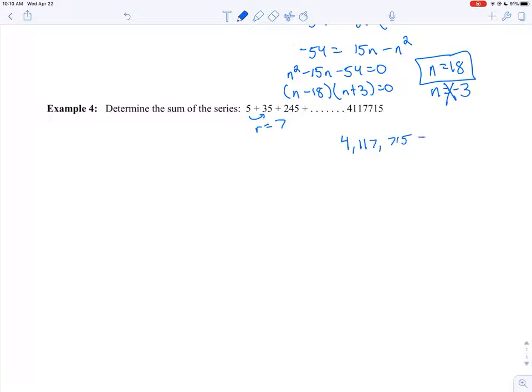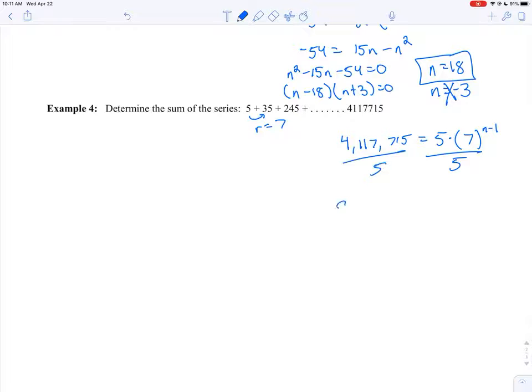4,117,715 equals 5 times r to the n minus 1. All right, so this is using our sequence formula from last class. How are we going to solve this out? A little bit trickier. We got an exponent there. Any of our exponentials, hopefully remember that we need to isolate the exponential to start with. So we got to divide these both by 5.